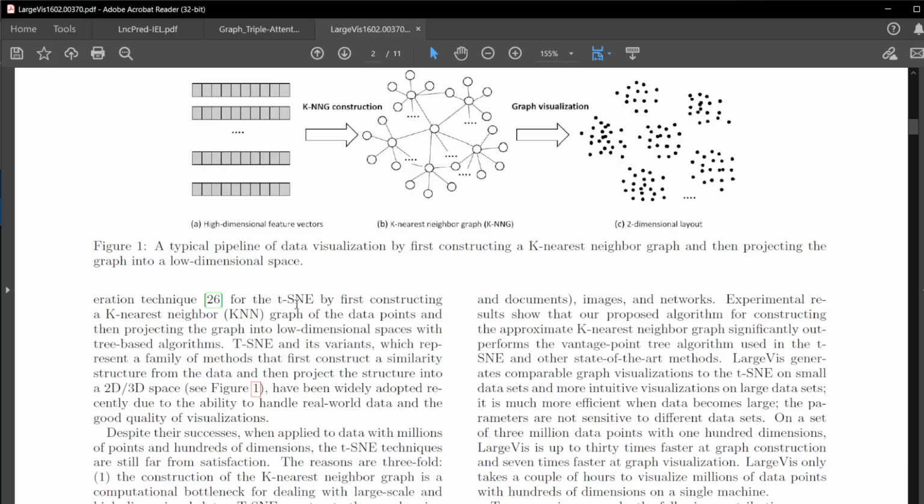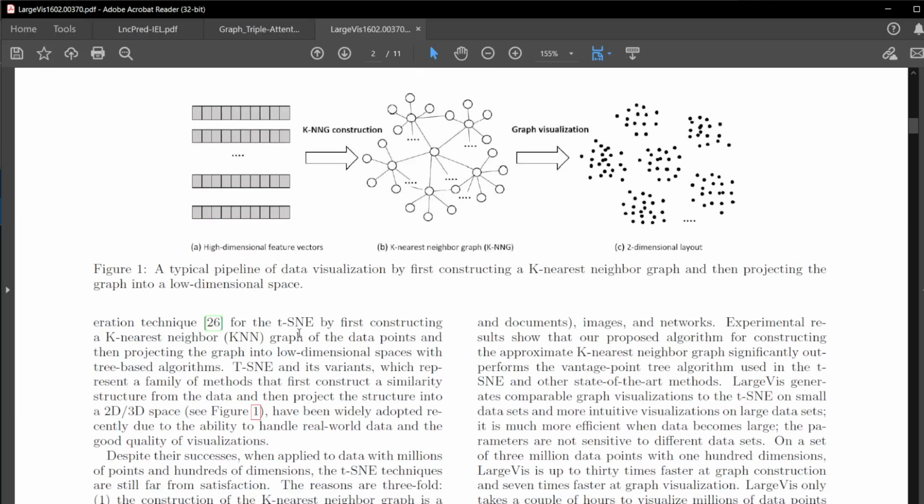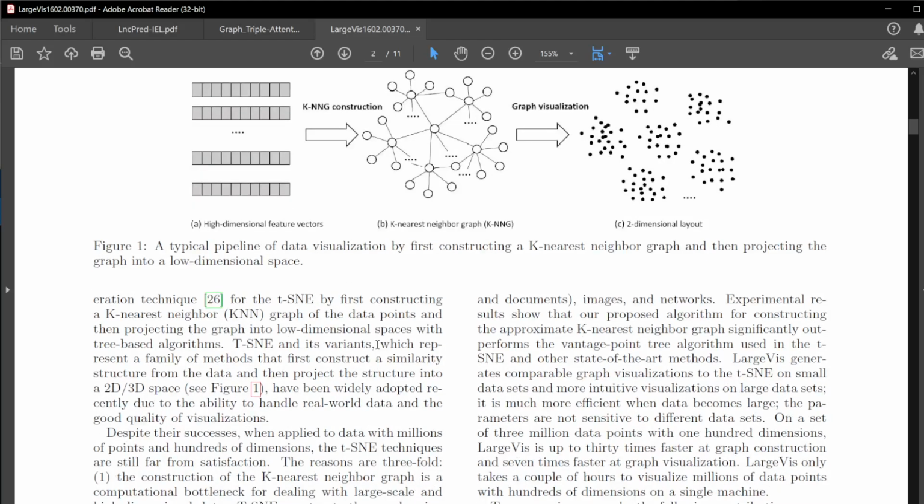t-SNE and its variants, which represent a family of methods that first construct a similarity structure from the data and then project the structure into a 2D/3D space, see Figure 1, have been widely adopted recently due to the ability to handle real-world data, and the good quality of visualizations. Despite their successes, when applied to data with millions of points and hundreds of dimensions, the t-SNE techniques are still far from satisfaction. The reasons are threefold.